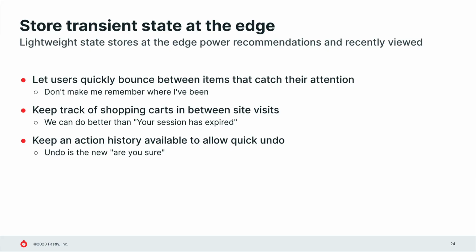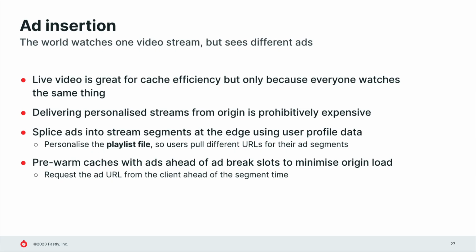Storing undo data at the edge avoids cluttering your central data store, reduces latency, and of course also reduces infrastructure costs as well. Now let's quickly just look at some other ideas for how you can personalize websites and apps using edge computing. A really common one is ad insertion.